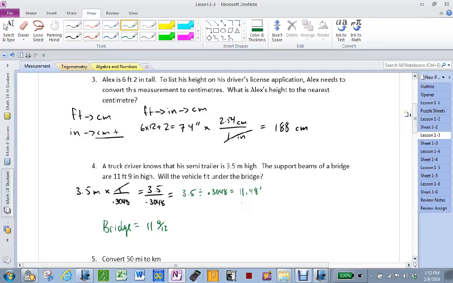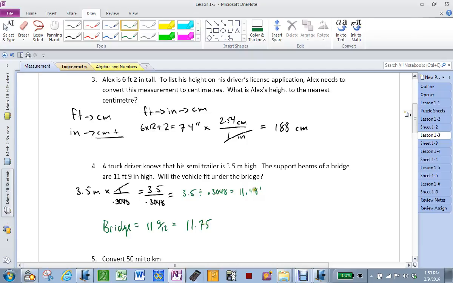What do I have to do first? Change the fraction to a decimal, which is 11.75. Will I fit? I will. Everybody see that? Would you risk it? No. Yeah, I would. You guys would risk that? Yeah, it's only a few inches. A few inches? I don't know what we're doing. I've been paying attention. 11 feet, 9 inches.